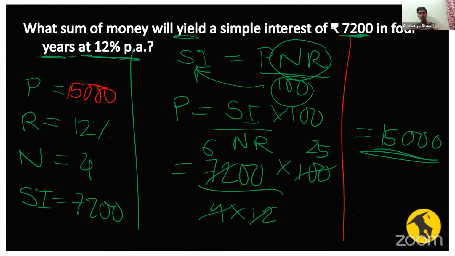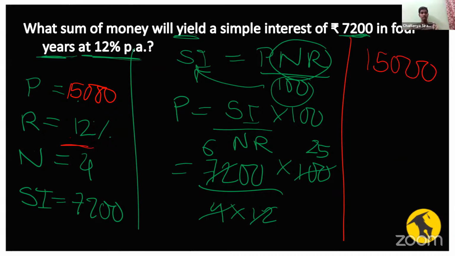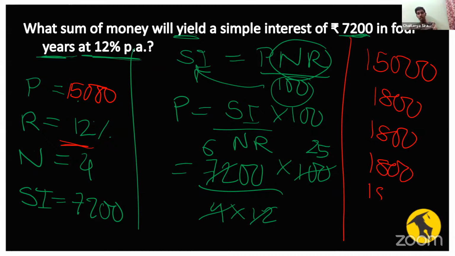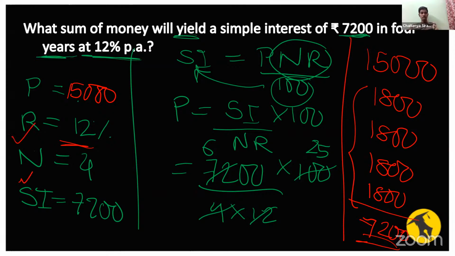Again, I'll make a tabular format so that it's easier to explain as well as easier to understand. So if I had invested 15,000 for the first year at 12%, I would have got how much? 1800. For the second year, 1800. Third year, 1800. Fourth year, 1800. So the total interest for 4 years would be 7200. All right. So we were given simple interest, rate of interest, number of years, and we were asked to find principal. I hope the solution is clear to you.